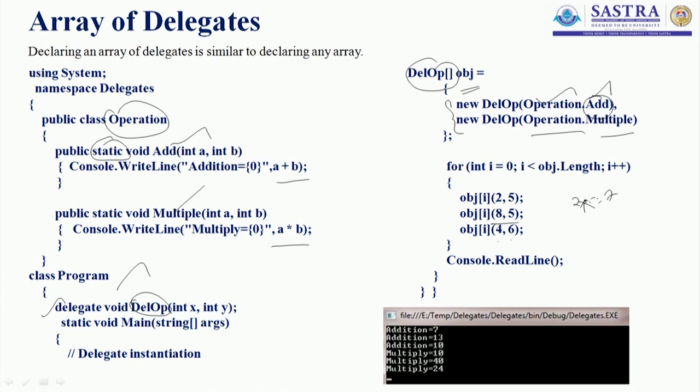Then 8 into 5 will display 40 as the outcome, and 4 into 6 is going to return 24 as the outcome. So in this way, the array of delegates can be used, right.